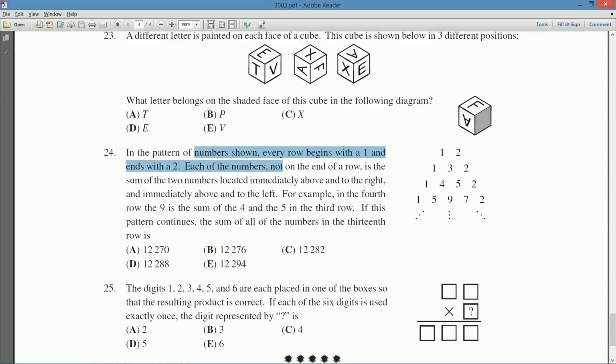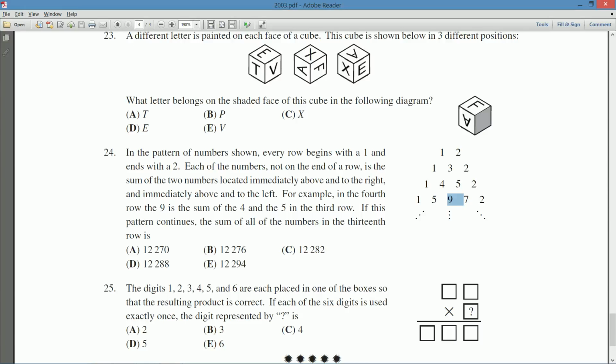In the pattern of numbers shown, every row begins with a 1 and ends with a 2. Each of the numbers not on the end row, so the 3, the 4, the 5, the 9, things like that, is the sum of the two numbers located immediately above and to the right, and immediately above and to the left.